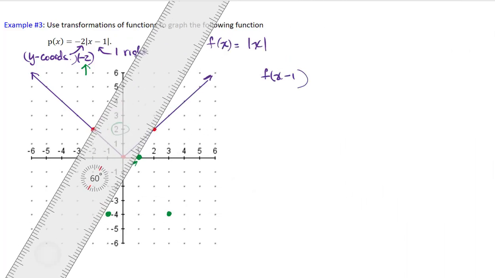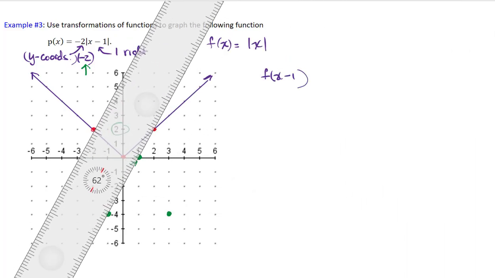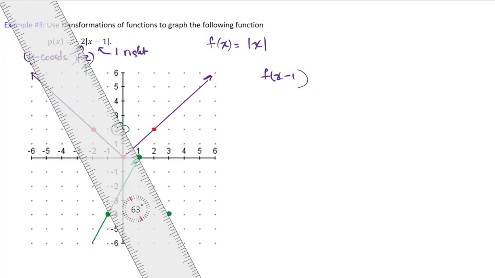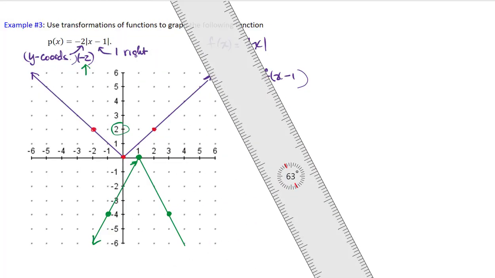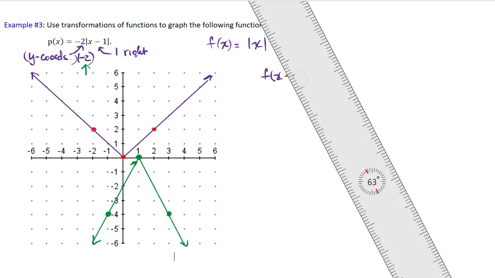And now we're going to connect those 3 dots using the shape of the absolute value graph. So instead of having a regular V, it's an upside down V due to the reflection along the x-axis. And if we compare the general shape to the absolute value graph, the graph of p of x is more narrow.